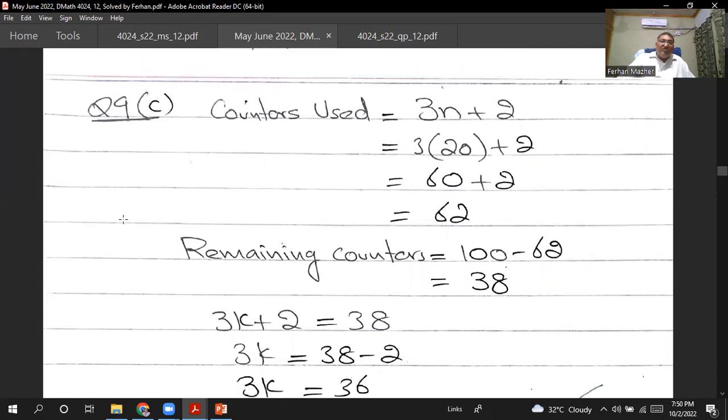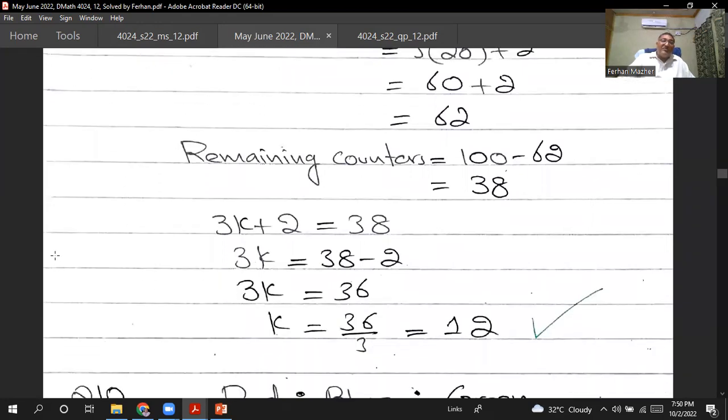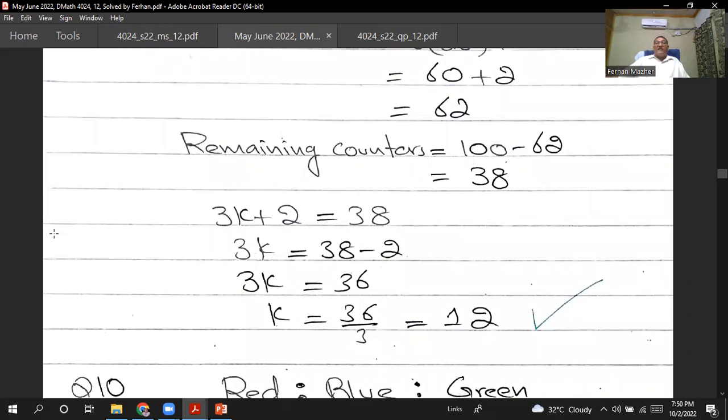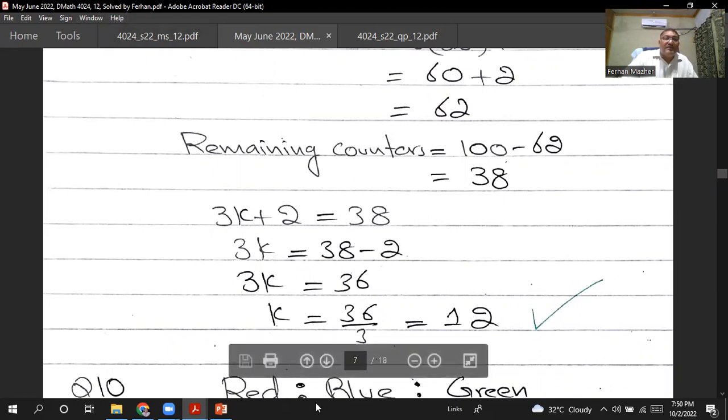With those remaining counters, she made another pattern, and that pattern was pattern number K. We want to find out the value of that K. So 3K plus 2 will be equal to 38. So 3K will be equal to 38 minus 2, and 3K will be equal to 36. So K will be equal to 36 divided by 3, and that will be 12. So the value of K is 12.